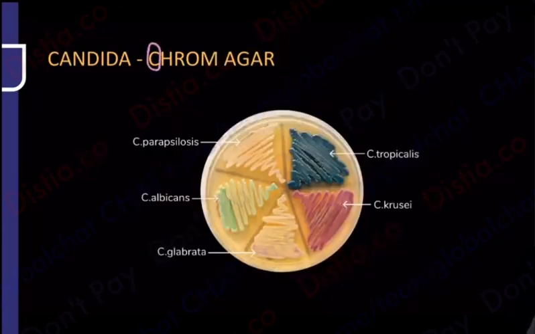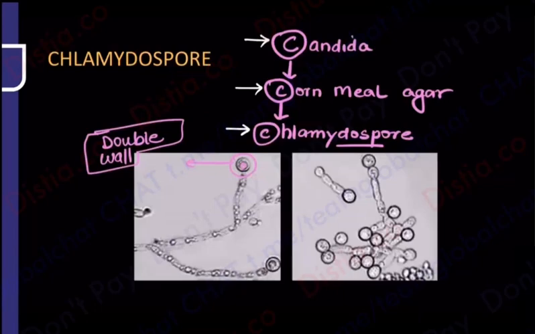Can you grow Candida in the chrome agar? Yes, this is a chrome agar. This multicolored thing is a chrome agar. So remember, C for chrome agar, C for Candida. So all the C's now I've got you, right? C for Candida, C for chrome agar, C for corn meal agar, C for chlamydospores.